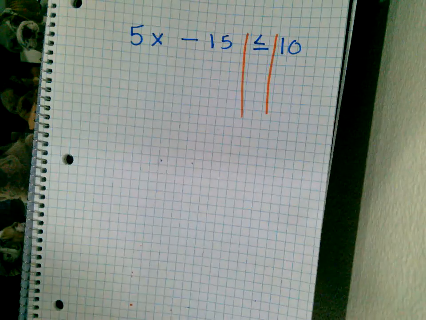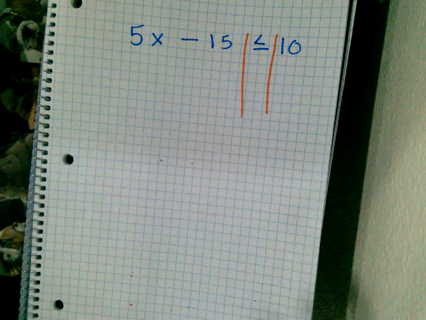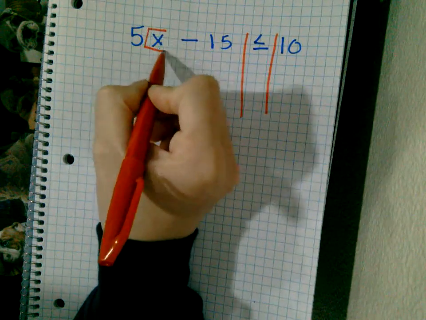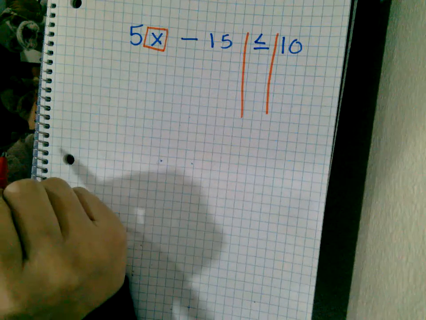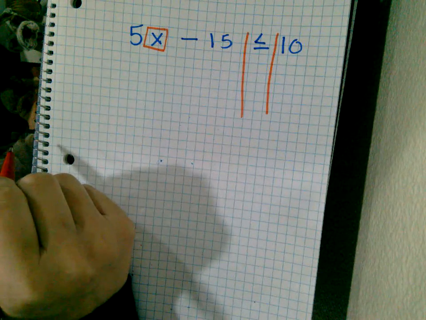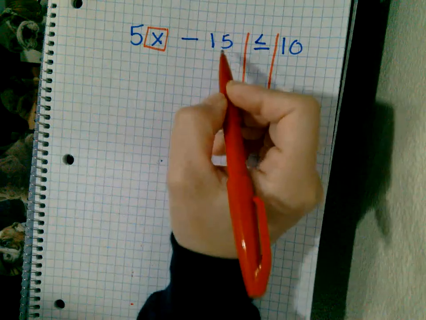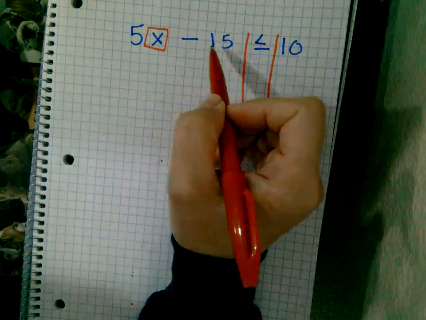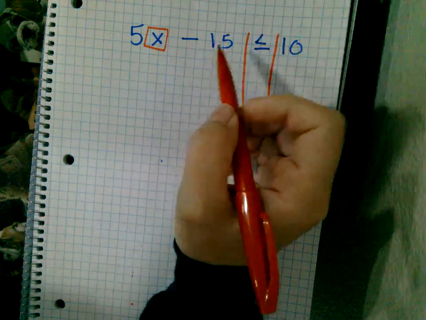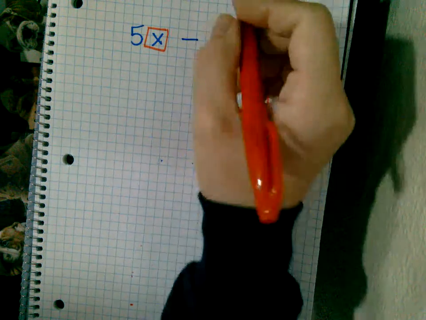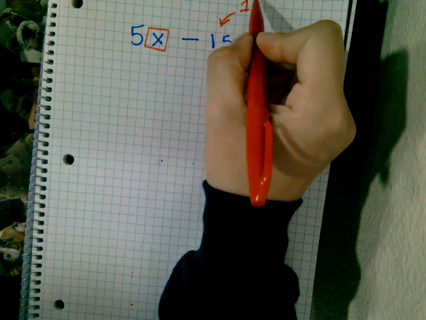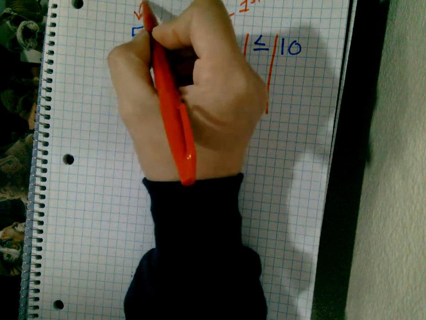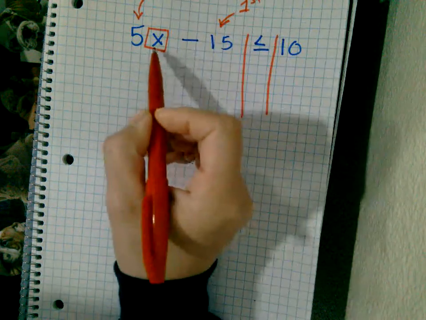The 5? No. 5 is right next to the x. They're like neighbors. So that's the one that gets moved at the end. The 15 is like the neighbors across the street, like they're further away. So this is the one you move first. This is the one you move second. It's the one that's furthest away.